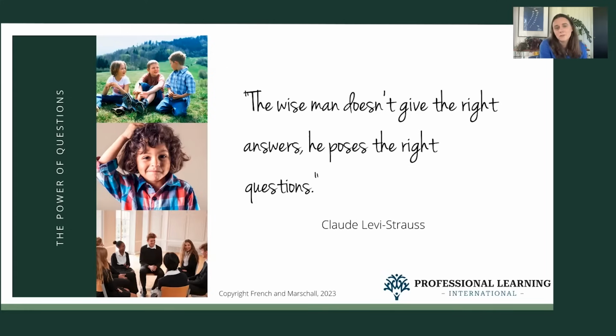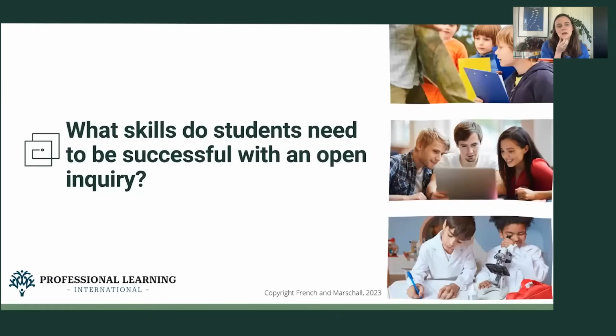The next part of this planning for inquiry is around the skill development. And I found this quote: "A wise man doesn't give the right answers, he poses the right questions." Informing questions is such an essential part of an open inquiry. Students need to take more responsibility for designing the guiding questions for their inquiry. But let me know in the chat, what skills do students need to be successful in an open inquiry classroom? Because we know that skill development is so important, but quite often there's not enough intentional thought into how we will scaffold or support the development of those skills within an open inquiry.